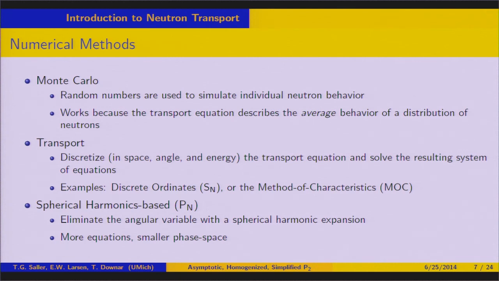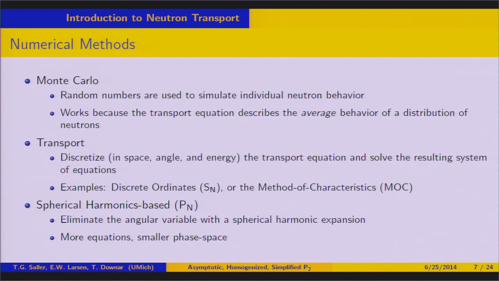And with those, you just discretize the equation in time, energy, angle, space, and then solve all those resulting equations. So examples of that are discrete ordinates and method of characteristics. And then finally, the one that I'm more interested in is spherical harmonics based. And with that, you use a spherical harmonic expansion of the angular flux to eliminate the angular variable.